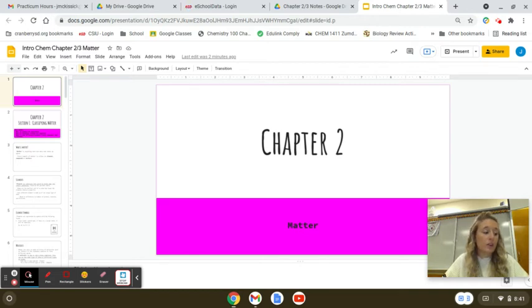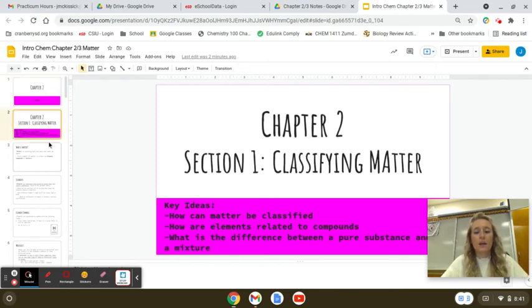You should have already taken the vocabulary notes from the book. You could have either looked them up in the back or looked through them throughout the chapter. We'll be starting on page 45, classifying matter, and we'll start with section 1 today. You can feel free to take notes however you like. If you want to just watch and answer the questions throughout the Edpuzzle, that's fine too. However you feel that you are going to learn best is how I want you to take notes.